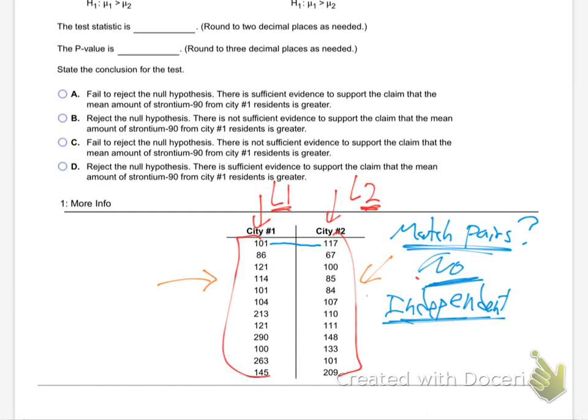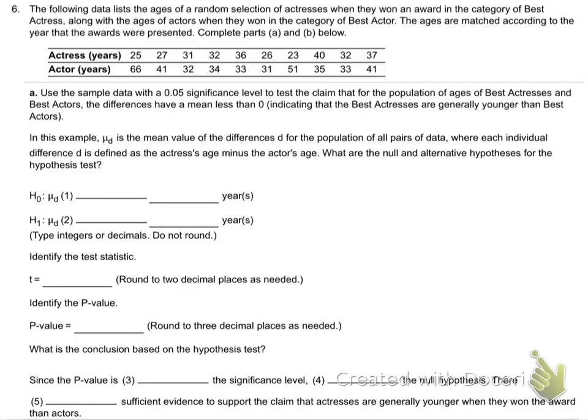This is not matched pairs. They're not matched. Now, let's look at a new example where they are matched, and I think we'll see the difference here. Look at that. So there's the actresses and the actors. Remember this problem? See how they're matched up?